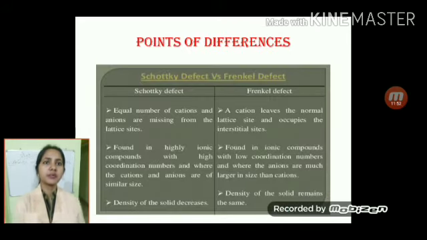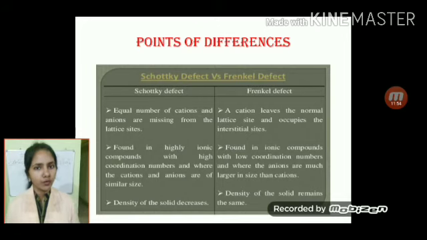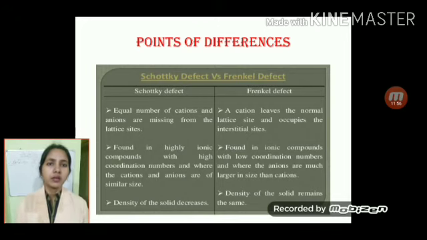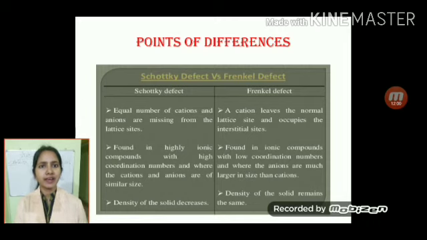Here is the difference between the Schottky defect and the Frenkel defect. See, in Schottky defect, we have just now seen that equal number of cations and anions are missing from their lattice site. Okay, equal number of cations and equal number of anions are missing. Whereas in case of Frenkel defect, a cation leaves its normal lattice site and occupies the interstitial site.